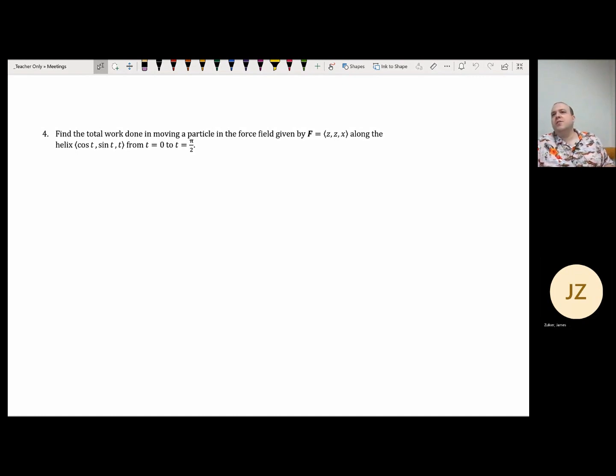Which means we need to discuss work. So we've now looked at a total of 4 scenarios for work. First one is the easiest, where it's a constant force applied over a straight line distance, in which case work is just force times distance covered. Second scenario is a variable force moving in one dimension. Then it's just the integral of the force with respect to x.